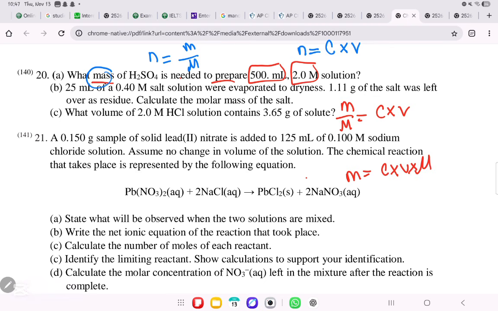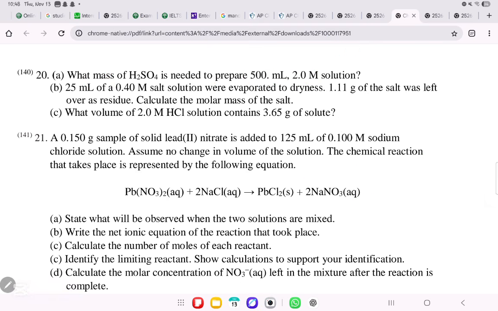So of course you need to change everything to their SI units. So this will be 0.5 liter, 2.0 molarity, and then the molar mass of H2SO4, it's going to be 98, so it's going to be 2 times 0.5 times 98, which will give me an answer of 98 grams. That means the mass of H2SO4 needed is 98 grams. I'll move on to part B. What does it say in part B? In part B, 25 milliliter of a 0.40 molarity salt solution were evaporated to dryness.